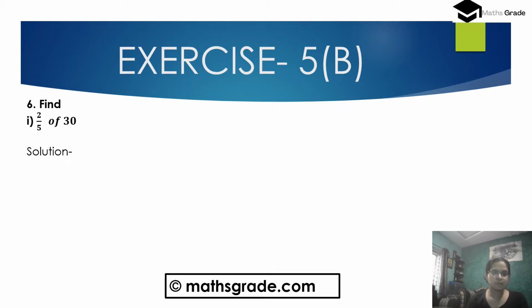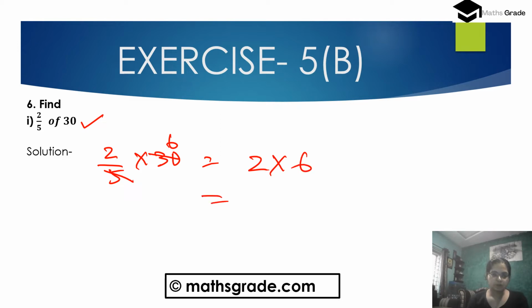Now question number 1. Find the value of 2 divided by 5 of 30. We have to multiply 2 divided by 5 with 30. Now divide 30 with 5. In the table of 5, 5 multiplied with 6 is 30. So we have to multiply 2 with 6. Now 2 multiplied with 6 is 12. So the value of 2 divided by 5 of 30 is 12.